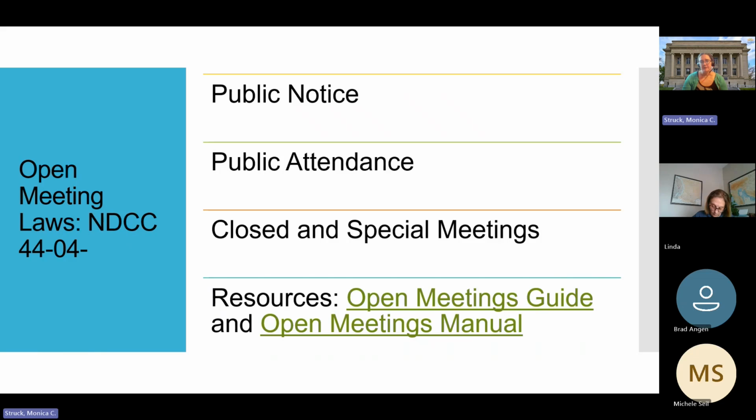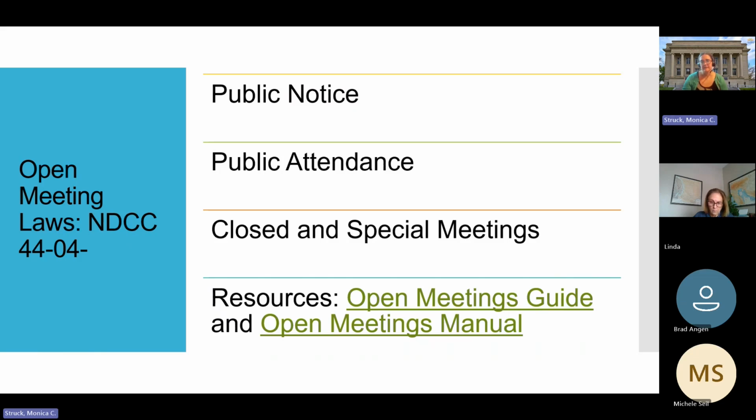The meeting starts in an open meeting. You cite the reason for the closed meeting, and address what you're going to address in the closed meeting. Any votes occur in an open session, and the meeting is adjourned in the open meeting.